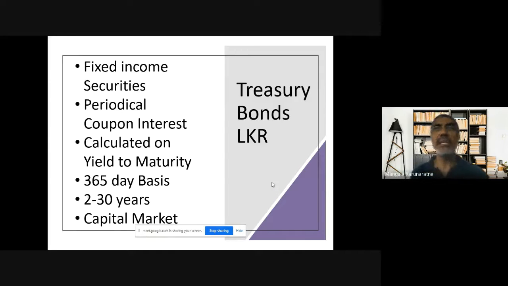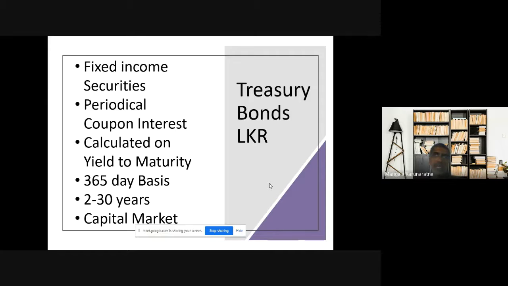It can be less than 2 years also sometimes, but we haven't seen that in the recent past. When you say 2 to 30 years, we call them capital market instruments, because if an instrument is more than 1 year, we call them capital market instruments. So treasury bills are actually money market. Treasury bonds are capital market instruments.